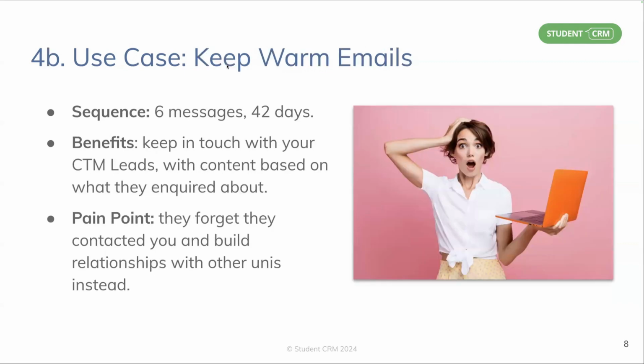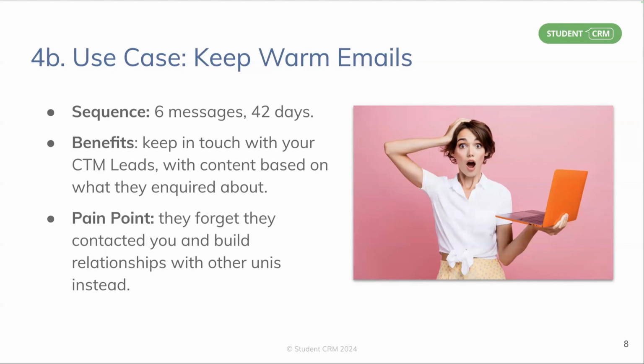Use case B is keep warm emails. So you've got a cohort inside Contact Manager, whatever it might be, and you decide to send out 6 messages over 42 days. The benefit of this is keeping in touch with your leads, for example, so they might have completed a web form to get into this segment. You can send out messages with content based on what they inquired about. So if somebody completed one of your Contact Manager web forms and says, I'm particularly interested in X, partnering with the university, or you coming on site for events, or whatever that is in the drop down in the form that you create inside Web Form Builder, then that can be merged into the message as well.